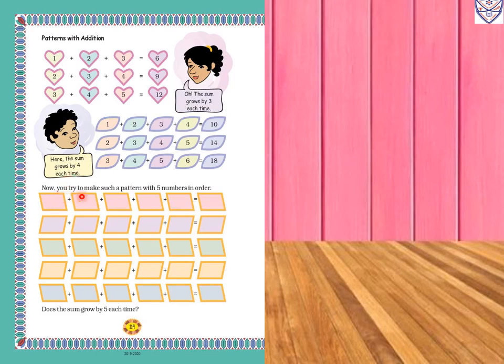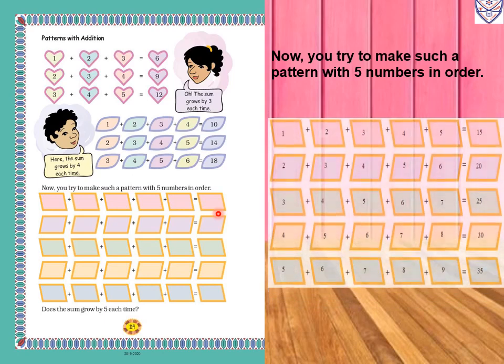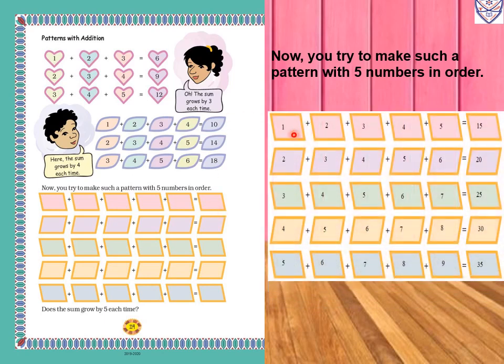Now you try to make such a pattern with 5 numbers in order. We want the sum to grow by 5 each time. First we will add 1 plus 2 is 3, 3 plus 3 is 6, 6 plus 4 is 10, and 10 plus 5 is 15. Okay, so the first number is 15. Then 2 plus 3, we will start from 2. 2 plus 3 is 5, 5 plus 4 is 9, 9 plus 5 is 14, 14 plus 6 is 20. So here after 15, it grows by 5 to 20.